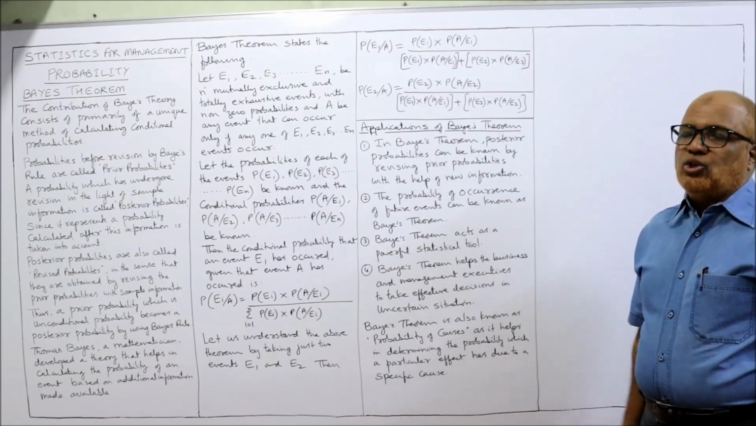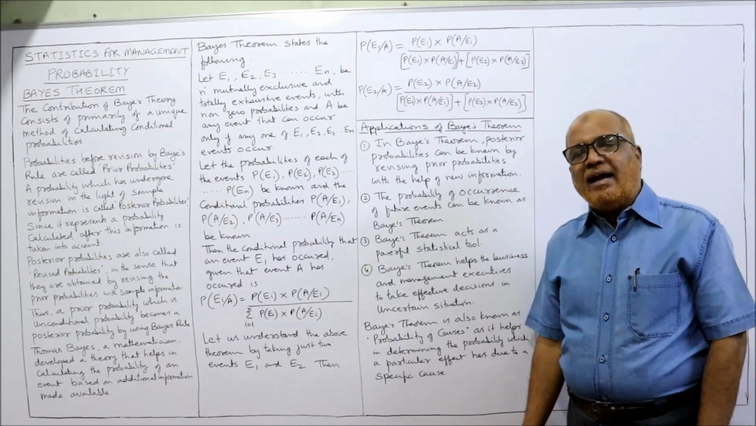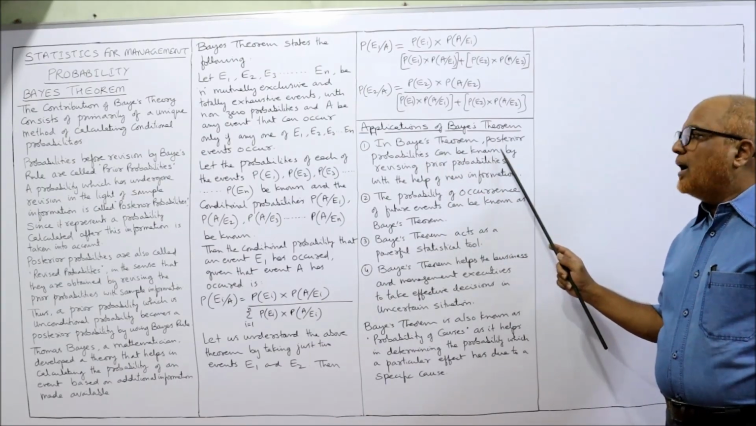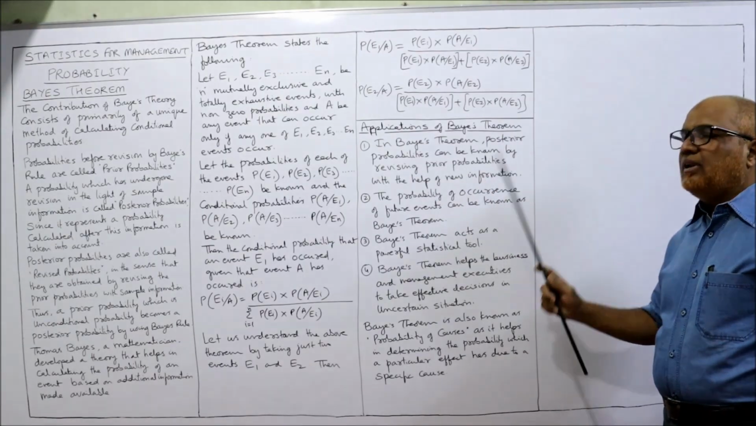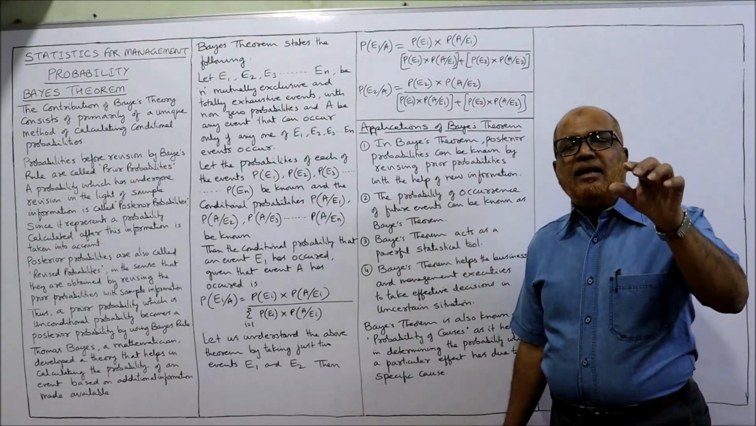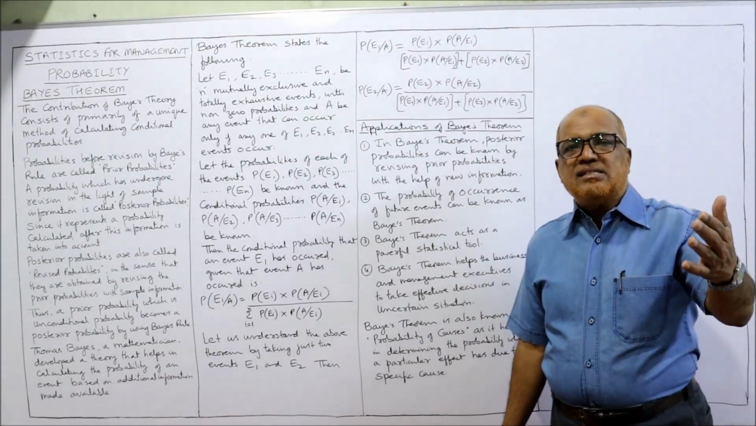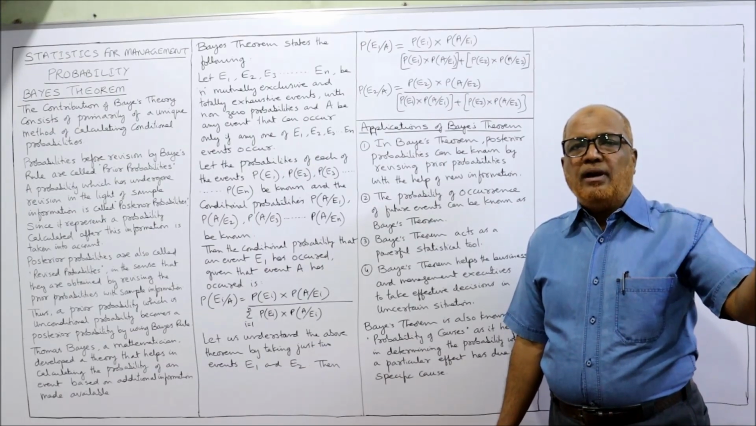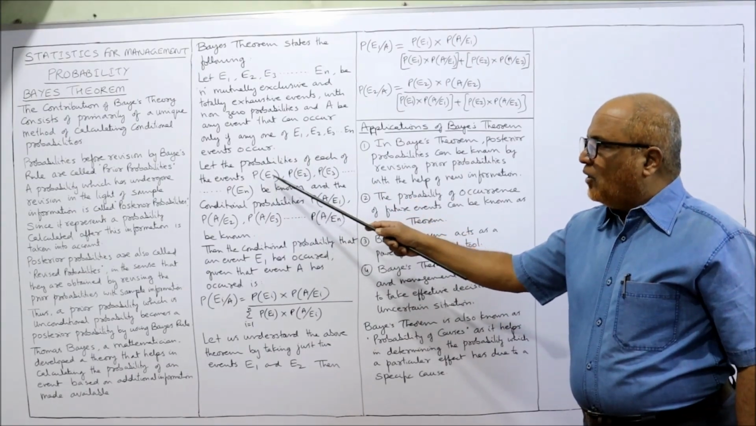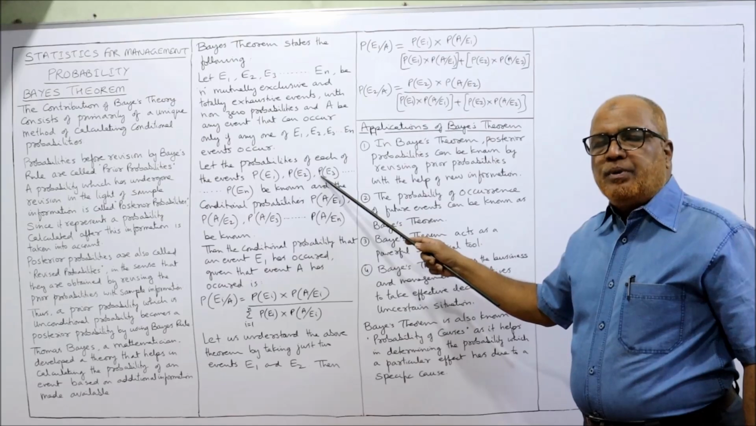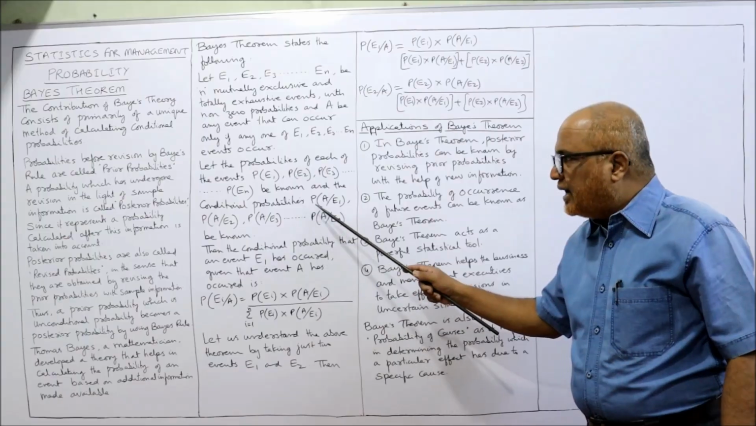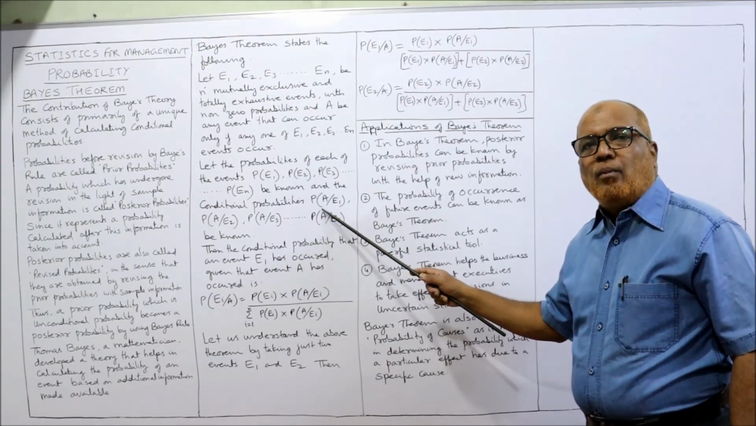Now, the application of Bayes theorem. How the Bayes theorem is applied, and why it is applied. First of all, in Bayes theorem, posterior probabilities can be known by revising prior probability with the help of new information. So here, these are the prior probabilities P of E1, E2, E3, and these prior probabilities will be converted into posterior probabilities by using additional information, the conditional probabilities.